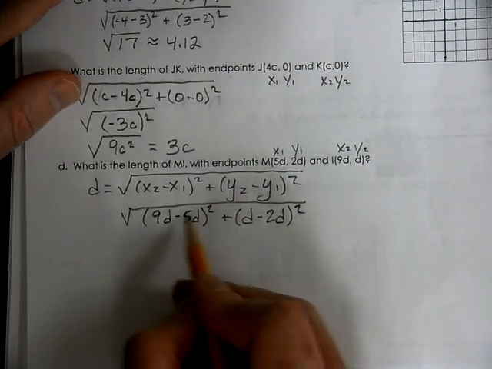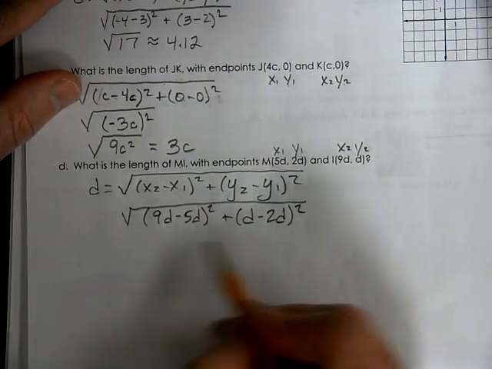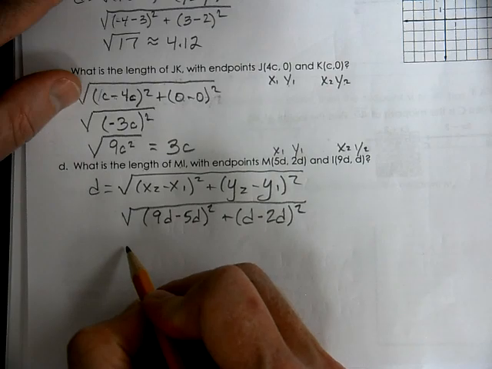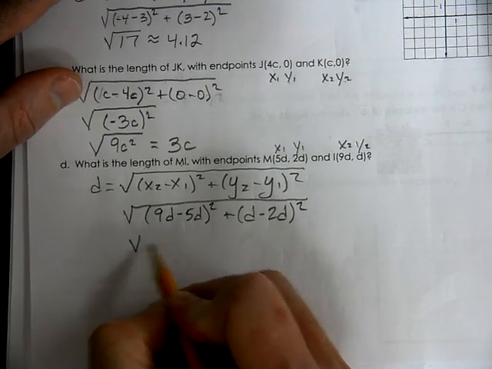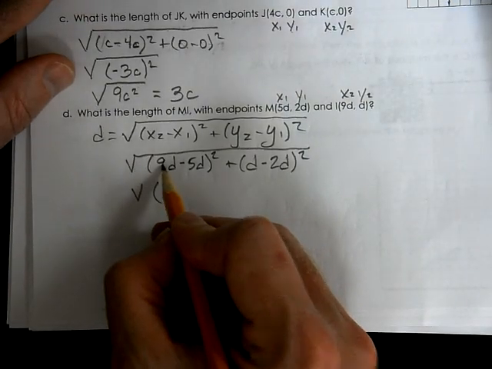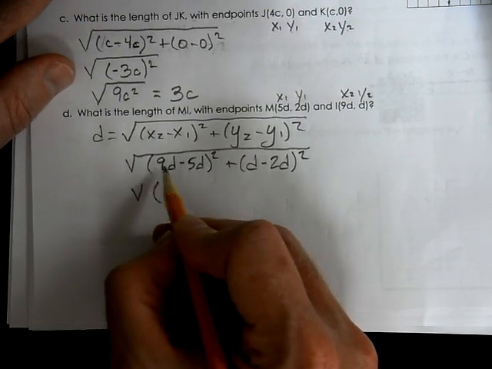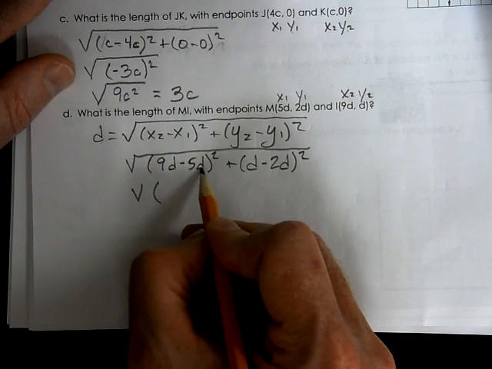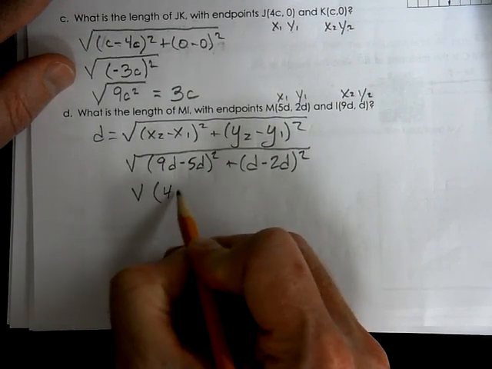Now we need to work inside the parentheses. We can't use a calculator here necessarily. So 9 minus 5. 9 days minus 5 days is going to give us 4 days.